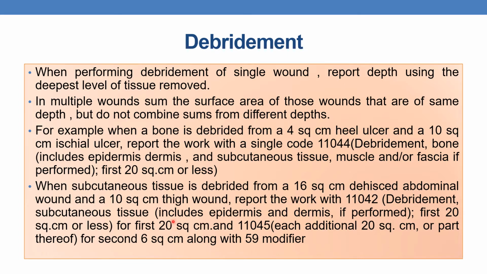So the total square centimeters are 26. For the first 20 square centimeters you are reporting it with 11042 and for the next 6 square centimeters you are reporting with 11045, which is debridement of subcutaneous tissue, each additional 20 square centimeters or part thereof, along with the 59 modifier. Here, if you see, in both the examples the depth of the wound is not mentioned, only the surface area of the wound in square centimeters is mentioned and we are summing it. Please note that point.